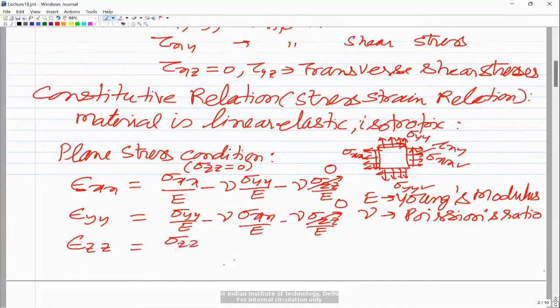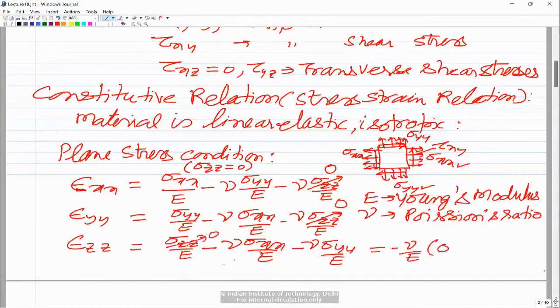be sigma zz upon E, that is stress due to sigma zz along z direction, minus contraction due to sigma xx and sigma yy along z direction. So those contractions are nu times sigma xx upon E minus nu times sigma yy upon E. And you would see that of course this sigma zz is equal to 0. So you would ultimately see that epsilon zz is minus nu upon E times sigma xx plus sigma yy. So it's not really independent, but it can be expressed in terms of sigma xx and sigma yy.